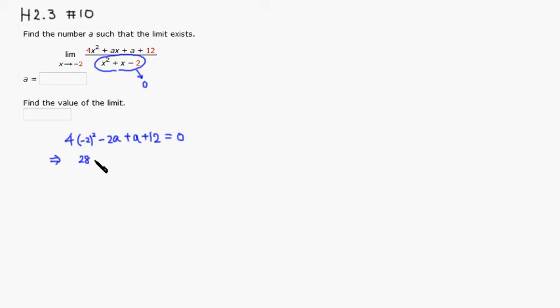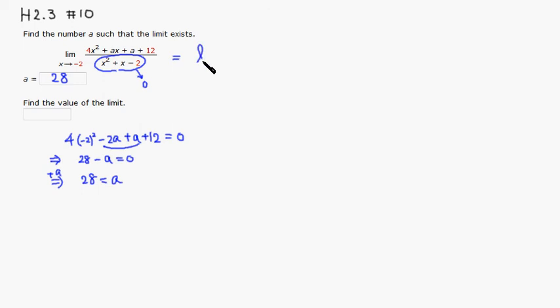Right, and if you combine these together, you get -a. So we have 28 minus a is equal to 0. Alright, so now we can just add a to both sides to get 28 is equal to a. Alright, so the value of a is 28. Now we can plug a equals 28 in.